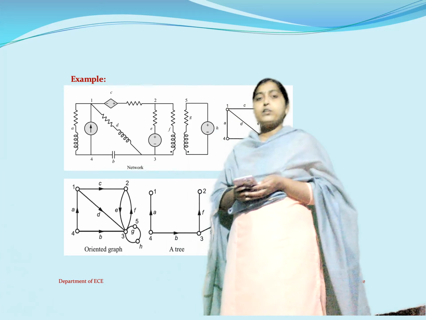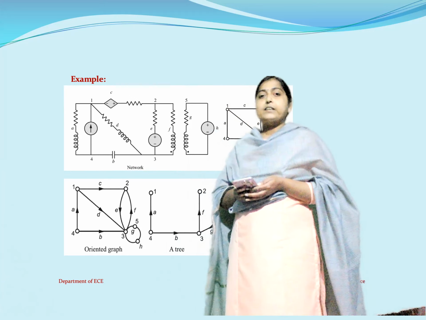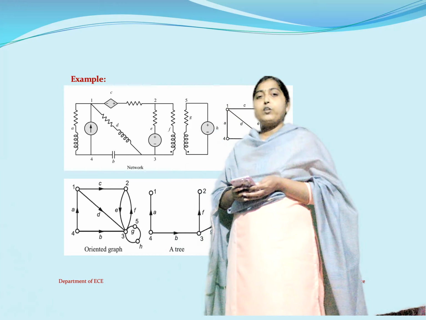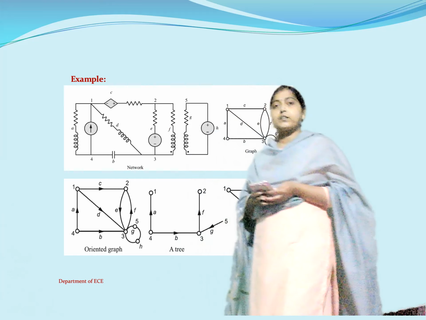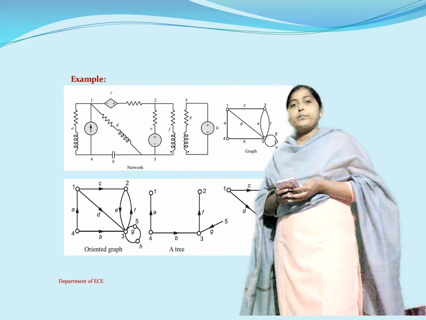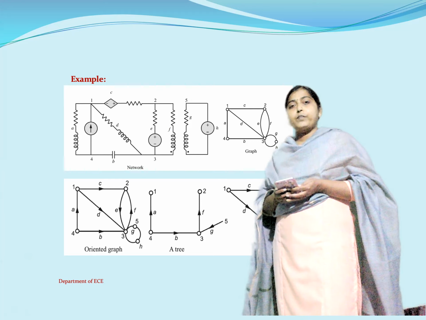That means your circuit has 3 links. That means in order to draw the tree for this particular network graph, I need to remove 3 branches. So if you see here, it is being removed with 1, then 2 and then 3.